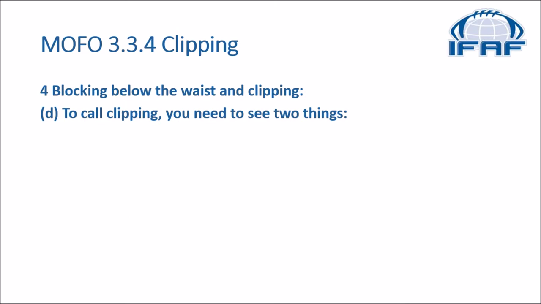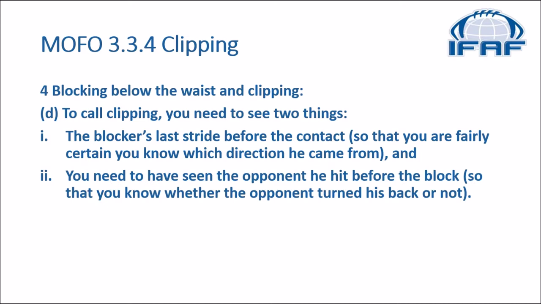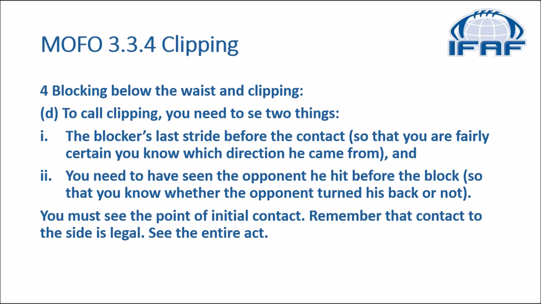In the MOFO, we go to 3-3-4 that says to call clipping, you need to see two things. One, the blocker's last stride before the contact, so you are fairly certain you know which direction he came from. And two, you need to have seen the opponent he hit before the block so that you know whether the opponent turned his back or not. So basically, you must see the point of initial contact.